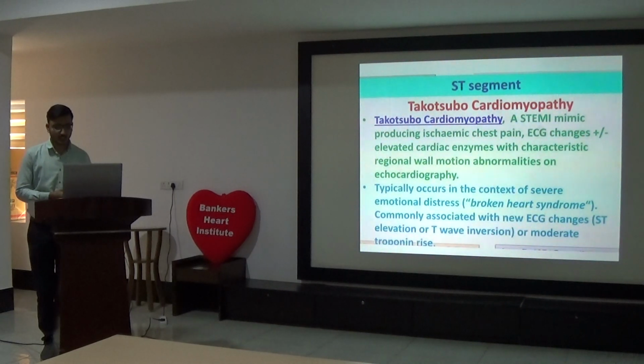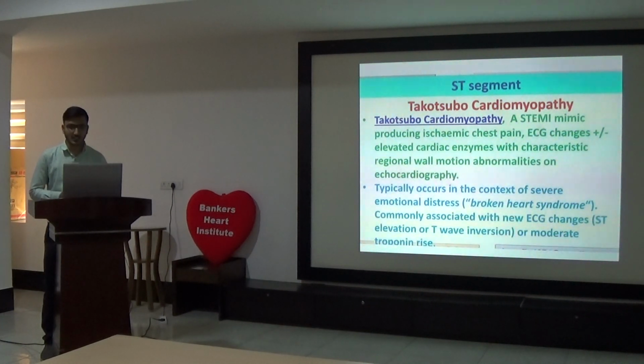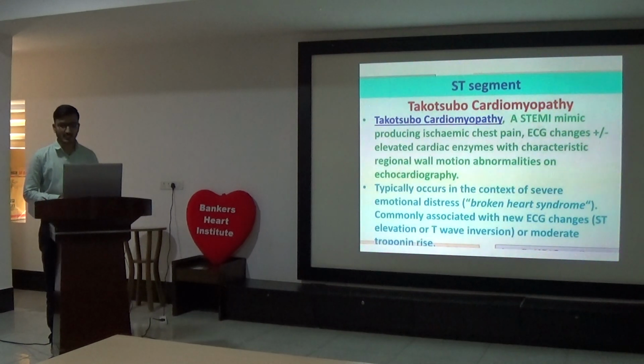Takotsubo cardiomyopathy, in which there will be ST segment elevation, MI mimicking, producing ischemic chest pain. So there will be ECG changes either way, with elevated cardiac enzymes and characteristic regional wall motion abnormality, as in ST segment elevation myocardial infarction. While in the context of severe emotional distress, which is also called broken heart syndrome, it is associated with new ECG changes, ST segment elevation or T wave inversion, with a moderate troponin rise.